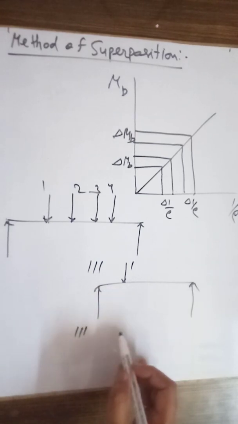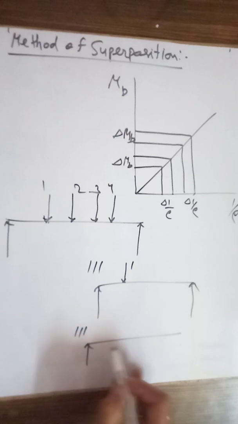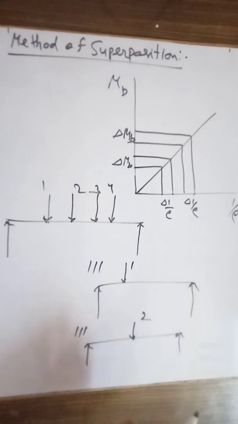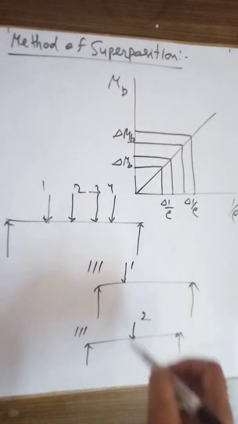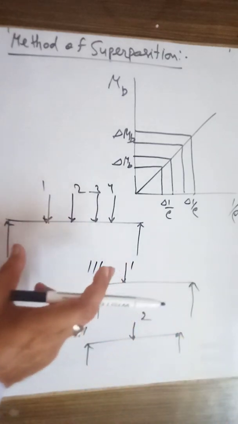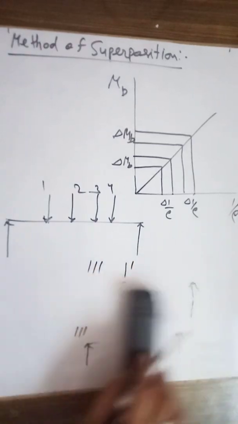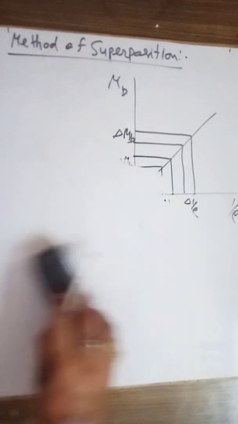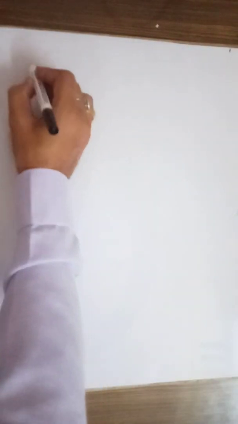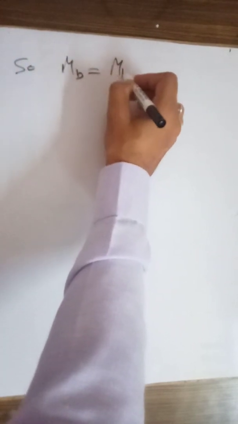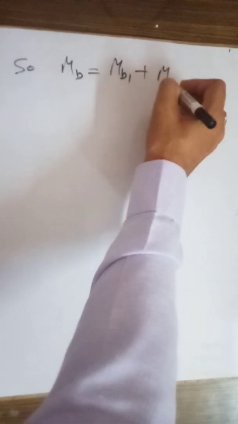Here we have another load, load 2, let's say it is here. So it is for load 2. The bending moment due to this, and for the third and fourth, the sum of all will be equal to the total bending moment. So we can understand that let me erase this, and you can say the total moment may be M_B1 plus the moments due to the different loads.